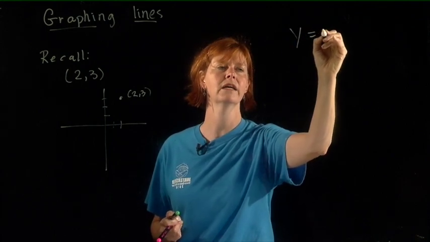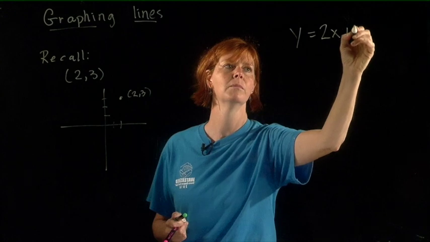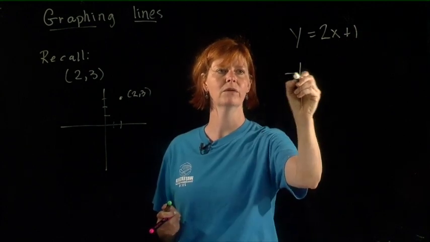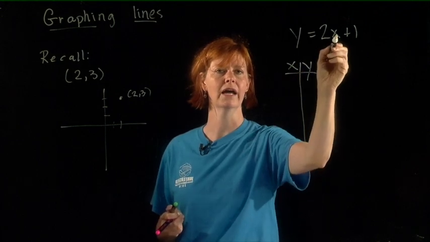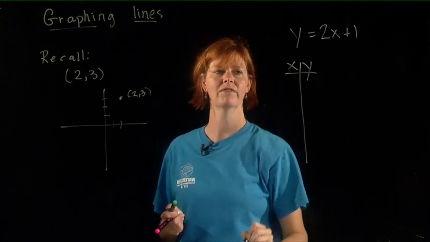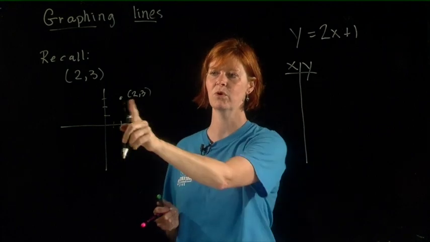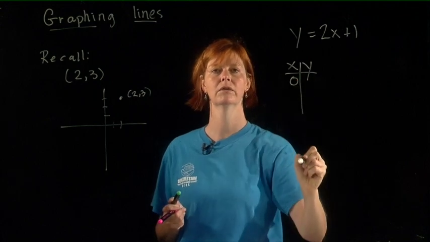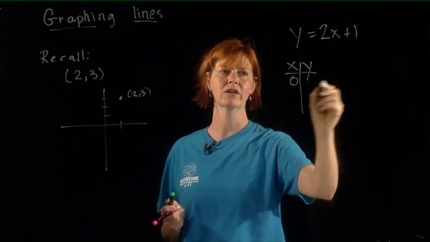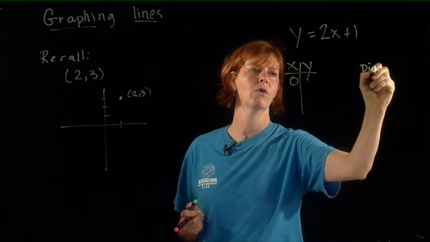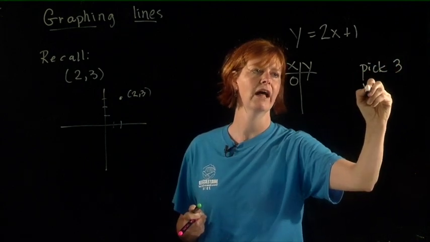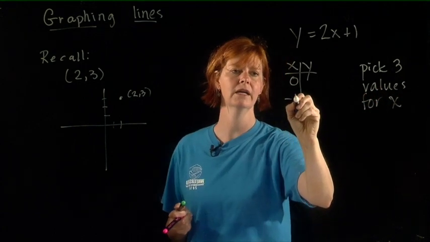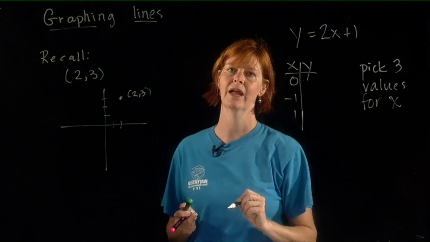Let's say I have y equals 2x plus 1. And we're going to evaluate this line by plugging in some x values and calculating the y values, and then we'll graph them and connect them. So we don't need it that long. Let's plug in 0, and you can choose any value for x. So let's say pick 3 values for x. I'm going to pick -1 and 1 and 0.